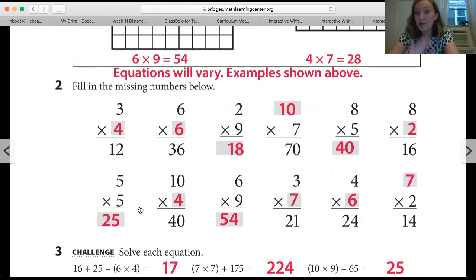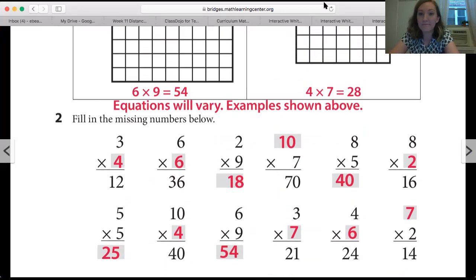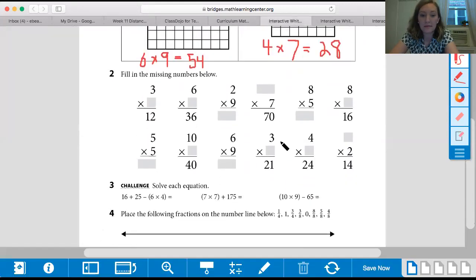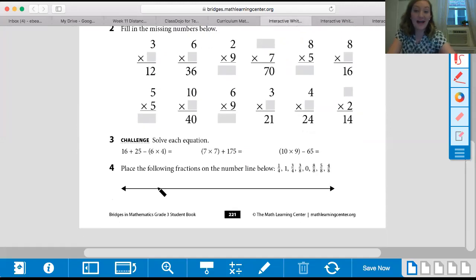If you made a mistake, why don't you pause the video now, go ahead and erase your mistake and fix it, okay? All right, I'm gonna keep moving here. We have our challenge at the bottom, and we can do this together. We got this. So we need to solve each equation. 16 plus 25 minus 6 times 4.